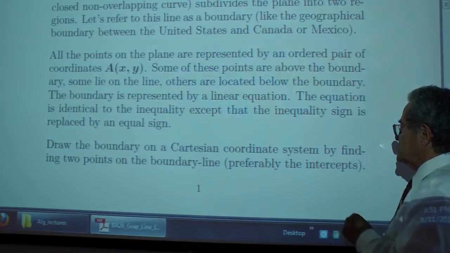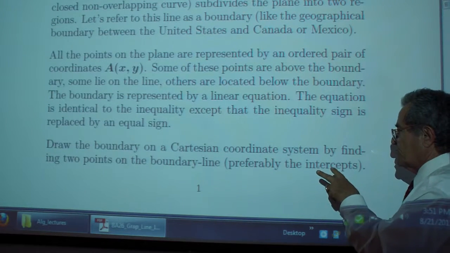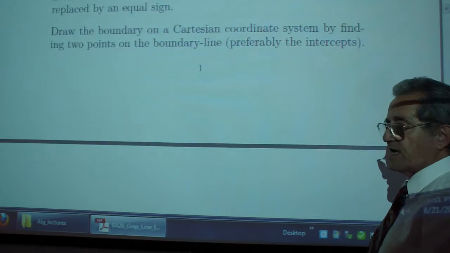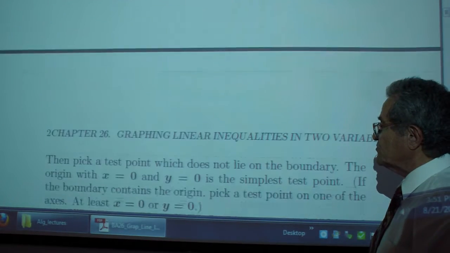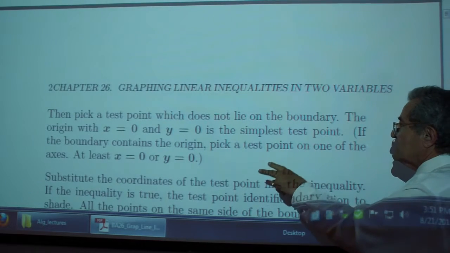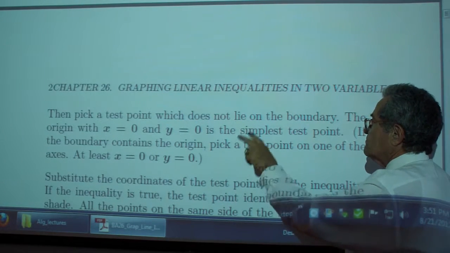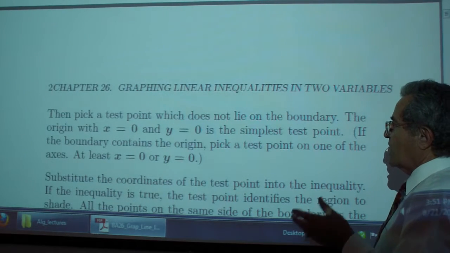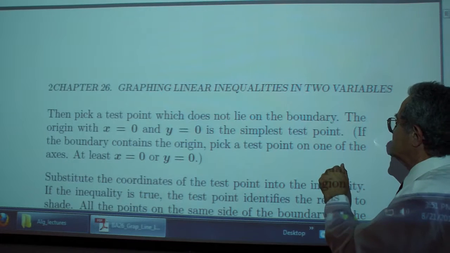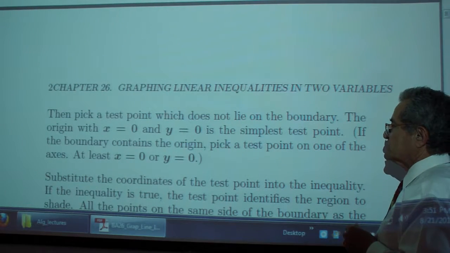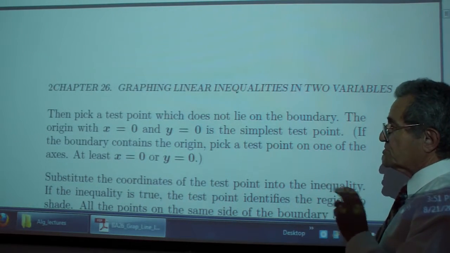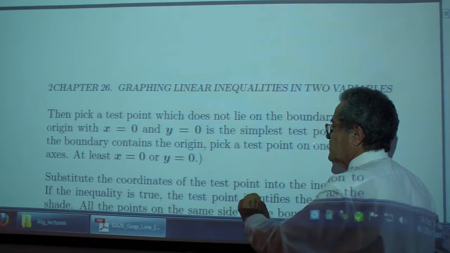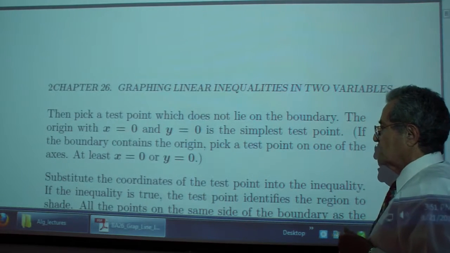Draw the boundary on the Cartesian coordinate system by finding 2 points on the boundary line, preferably the intercepts. The intercepts are usually the easiest to work with. Then, after you've drawn the boundary, pick a test point which does not lie on the boundary. The origin, in which x is 0 and y is 0, is the simplest test point, and if that origin happens to be on the boundary, since you cannot make both x and y 0, make one of them 0.